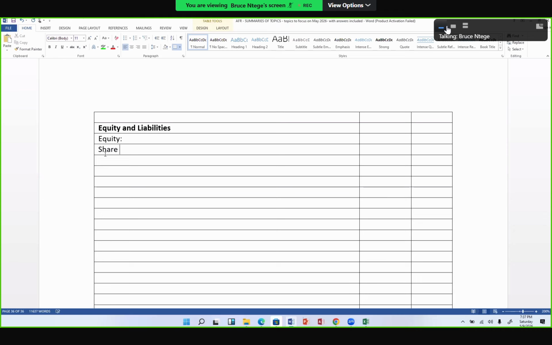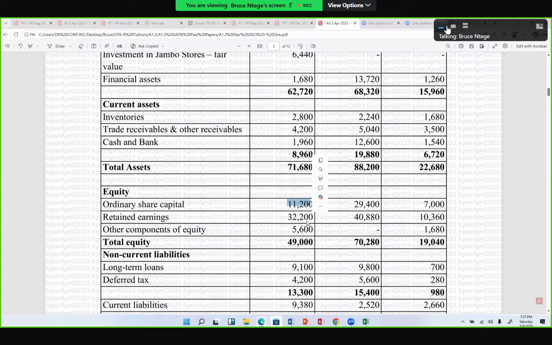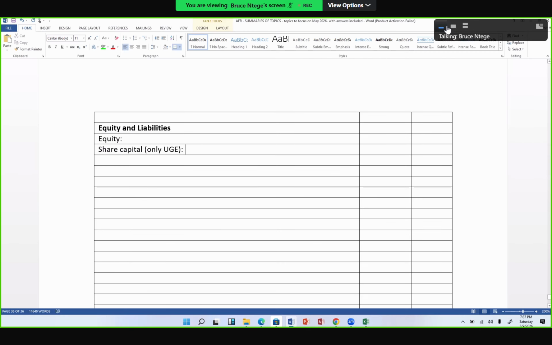For share capital, we shall take the parent's figure. The parent is UGA. From the information given, let's see how much is in the parent's share capital line. It's 11,200. So that's the figure I'll take in my consolidated balance sheet. You have a liberty of putting it there or putting it at the extreme end because it must change. So 11,200.